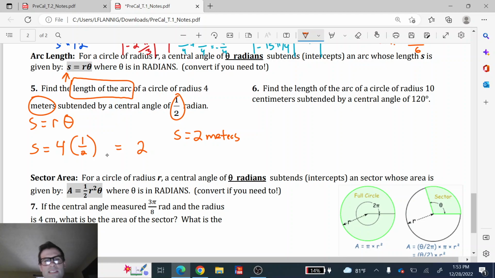The next one, same idea, find the length of the arc of a circle with a radius of 10 centimeters subtended by a central angle of 120 degrees. So we have this s equals r theta, and we know r is equal to the radius, while theta is equal to your degrees, but it has to be in radians. And unfortunately, right now, it's in degrees. So what we have to do is convert it, and the way you can convert it is by doing 120 degrees over 1 times pi over 180 degrees.